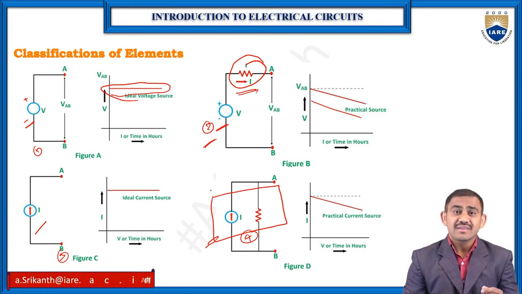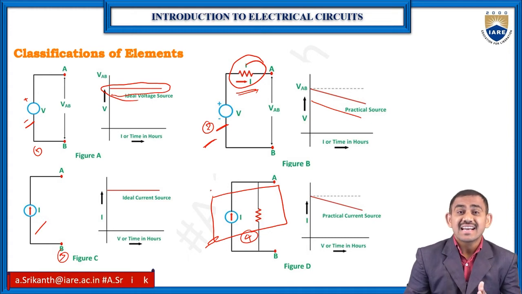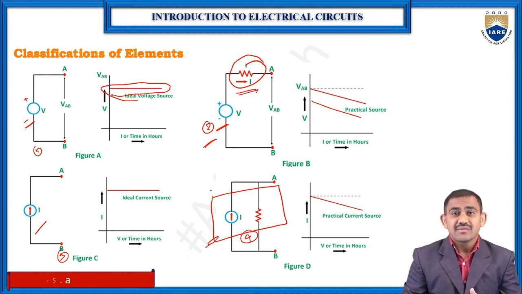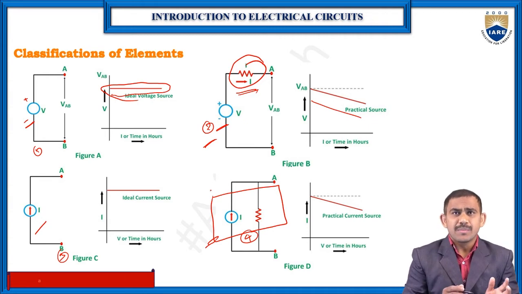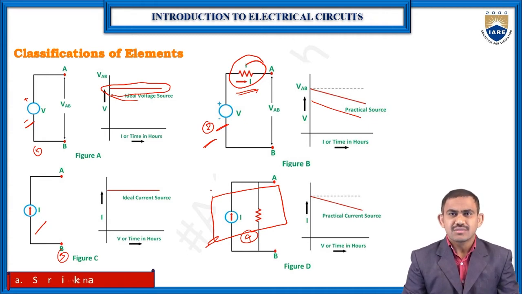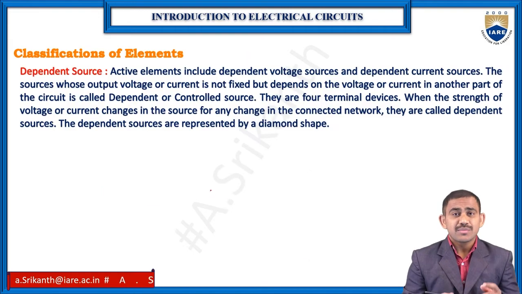So when you have practical voltage sources, the voltage source has internal resistance in series. When you have a practical current source, the current source is in parallel with some internal resistance. Okay, that is the main difference between ideal and practical voltage sources and current sources. Now, we already discussed independent sources.